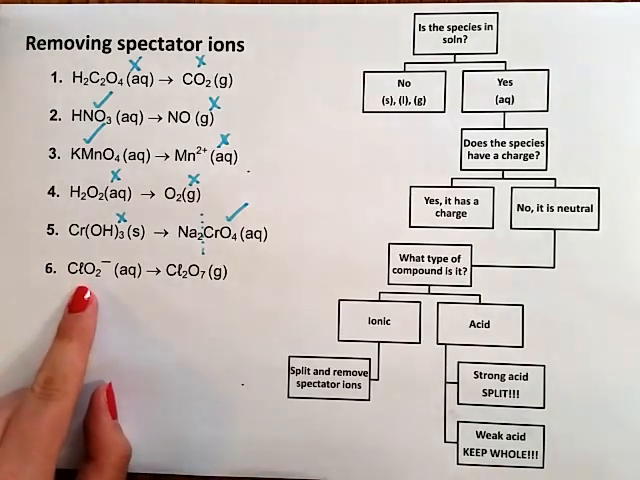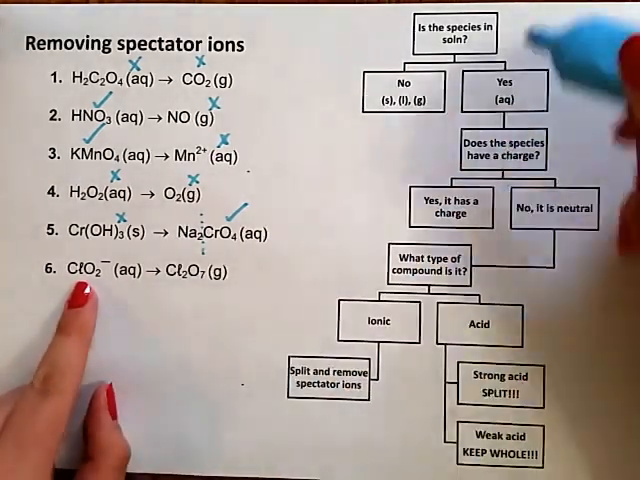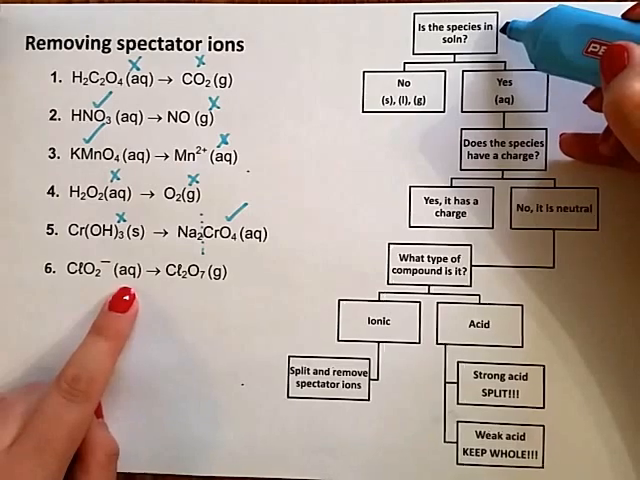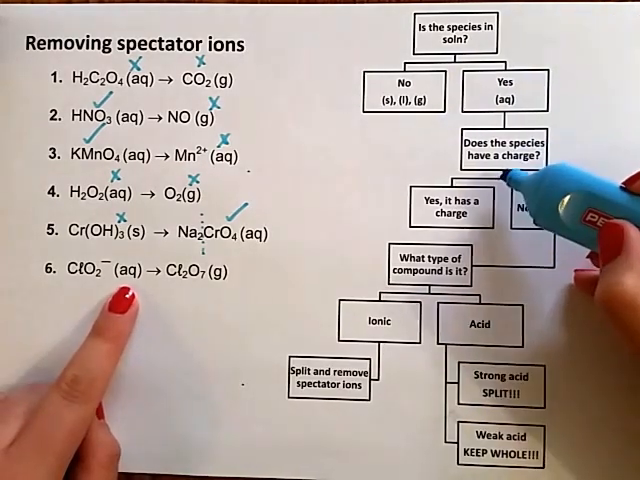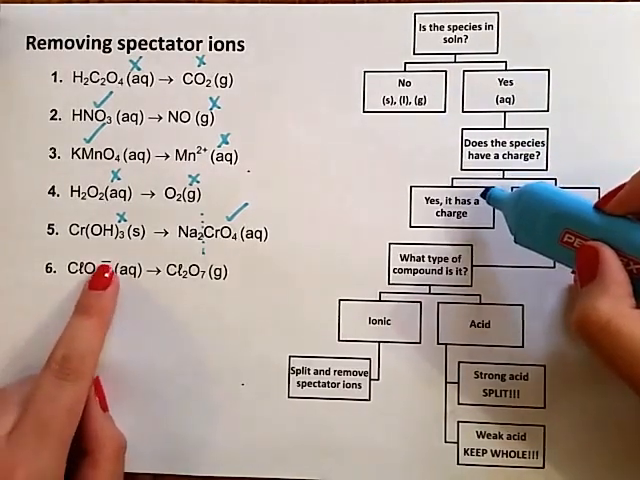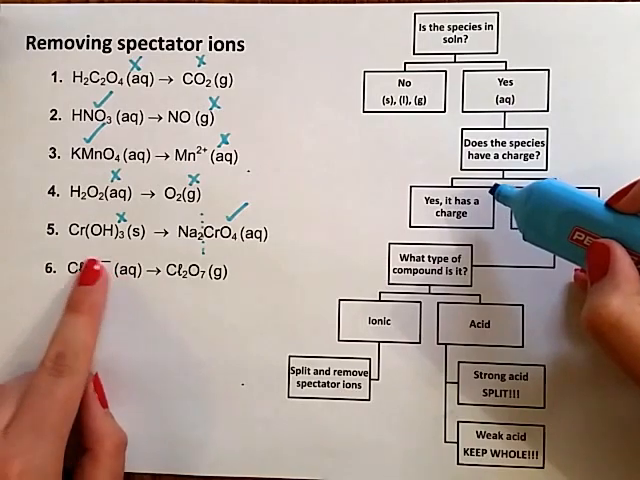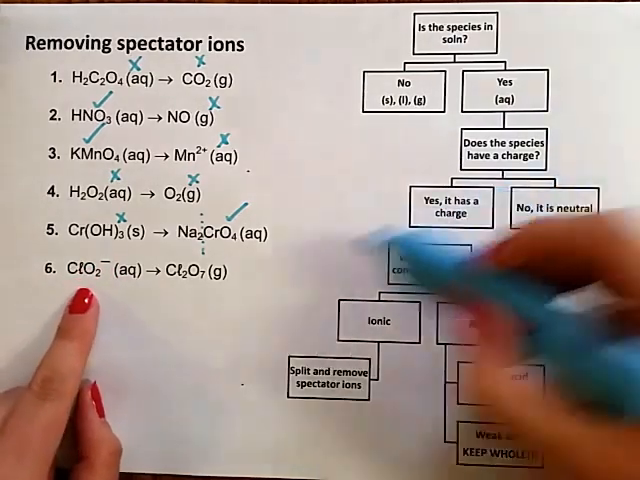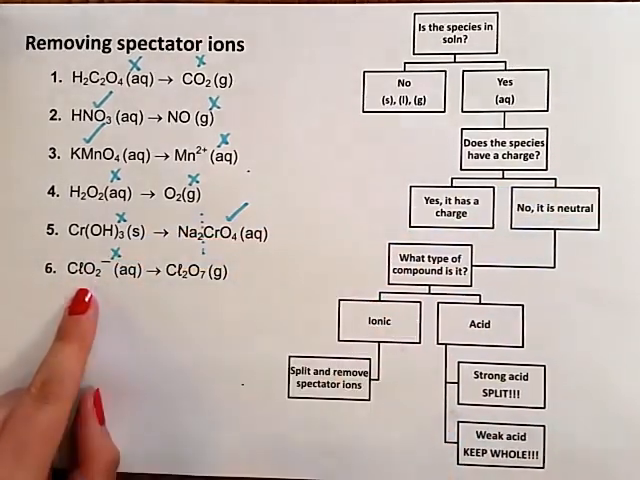Finally, let's look at the last example. Is it in solution? Yes, it is. Does it have a charge? Yes. Because it has a charge, we cannot split this compound any further. So no spectator ions can be removed from the left.